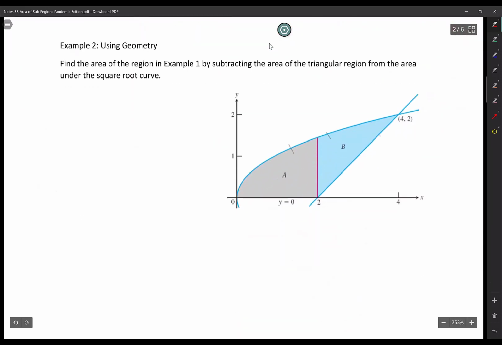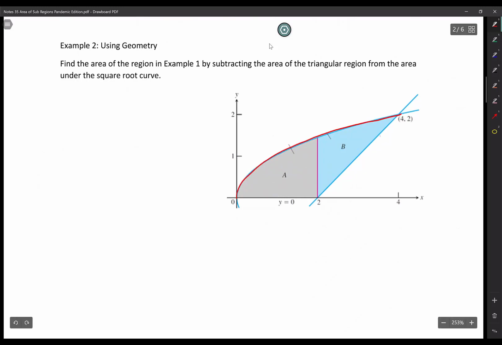Chavez, did you make a mistake? It looks like it's the same question. Nah, it's by design. I did it that way on purpose. Look what it says. Find the area of the region in example 1 by subtracting the area of the triangular region from the area under the square root curve. Chavez, I have no idea what you're talking about.